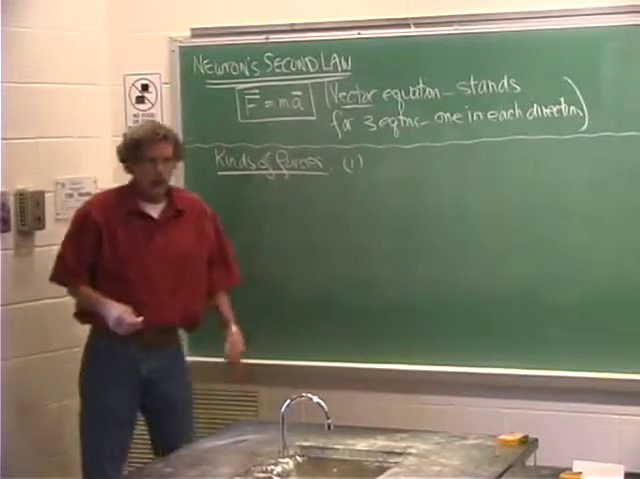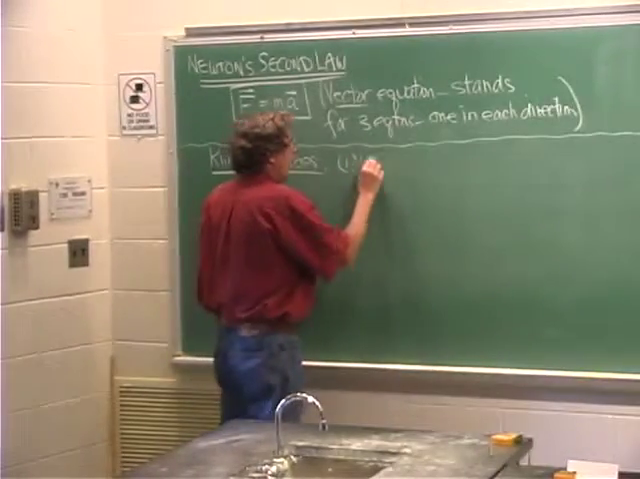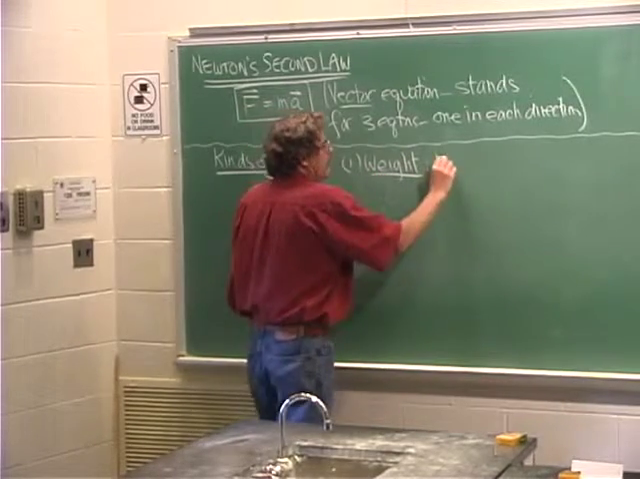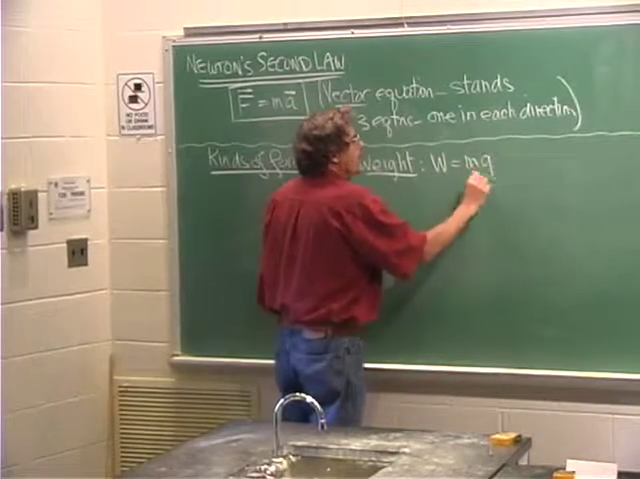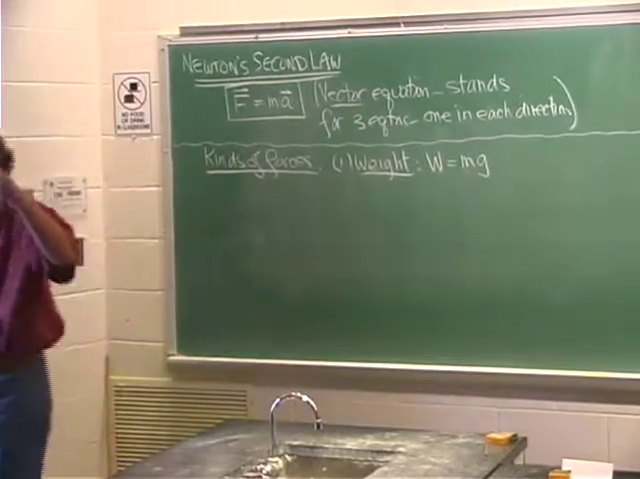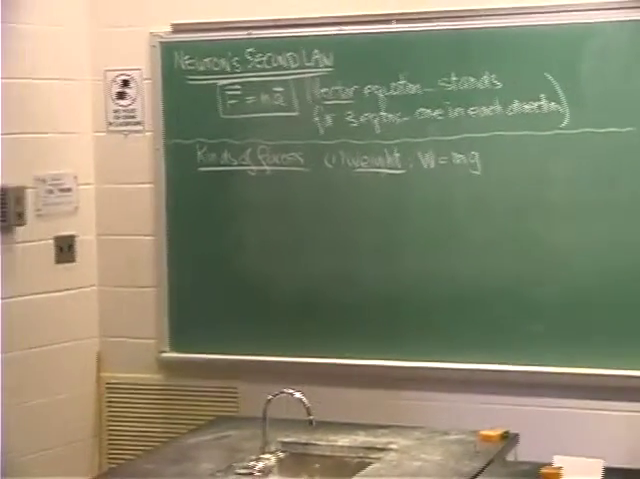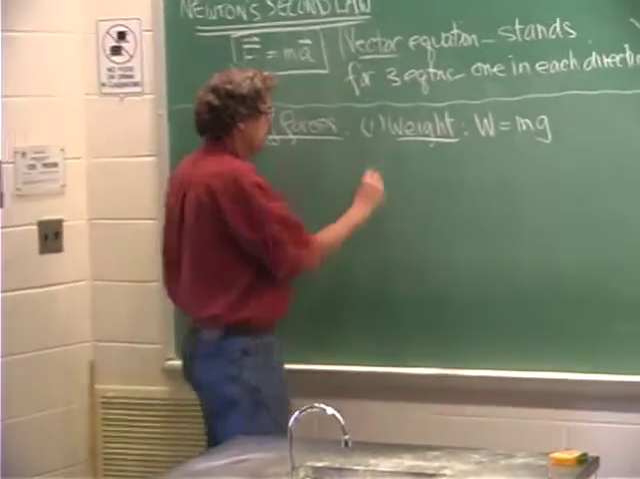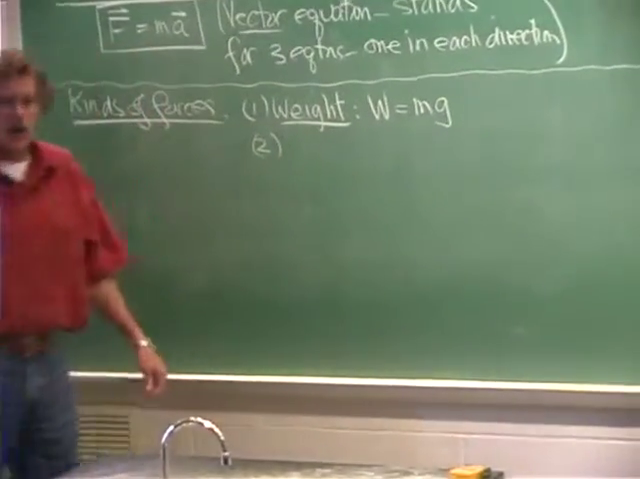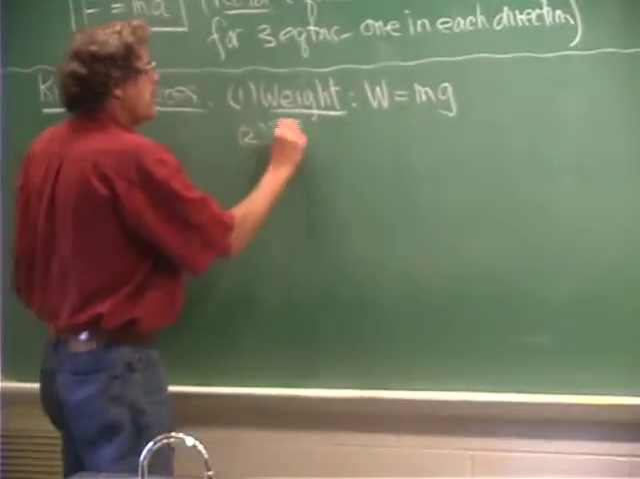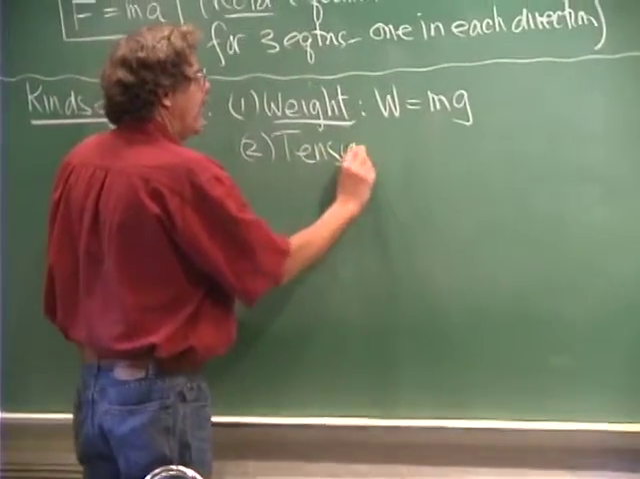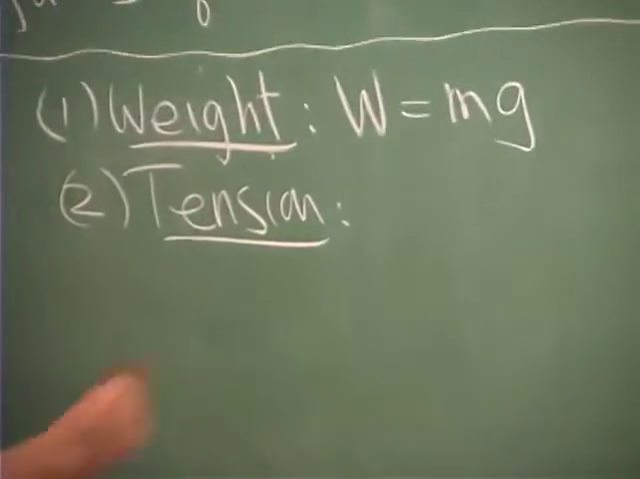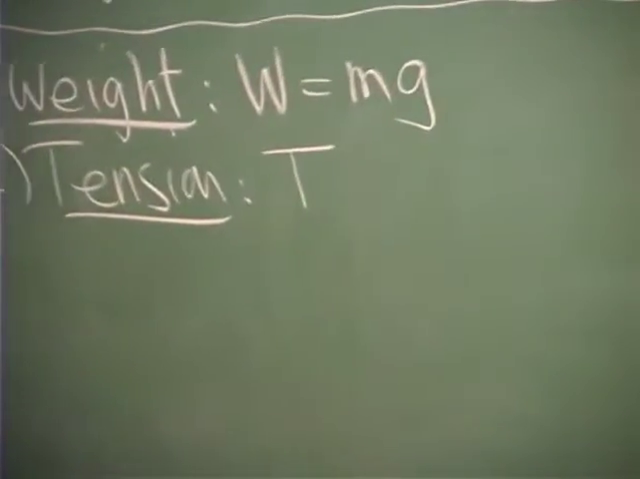One, the force of gravity in this room, or what we call weight. It's mg, the mass of the object times the acceleration of gravity, 9.8 meters per second squared. That's the weight of an object, and of course it points down. A second type of force, tension. That's the kind of force exerted by a string or rope. Usually use the letter T for it.